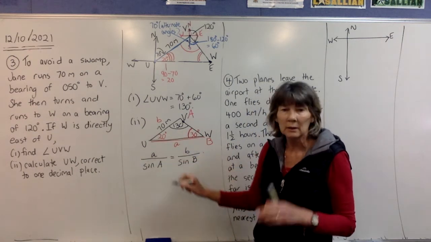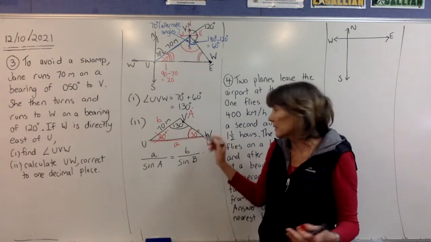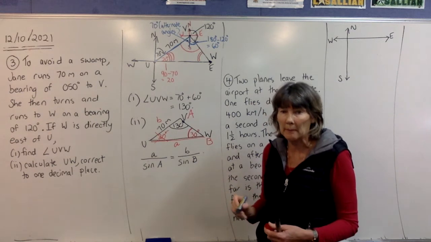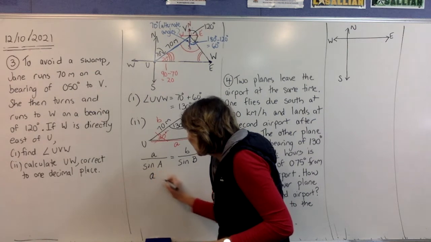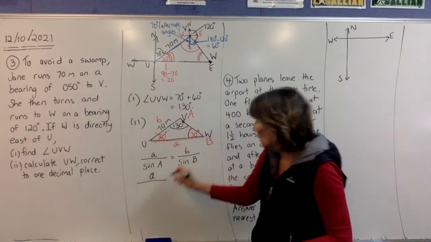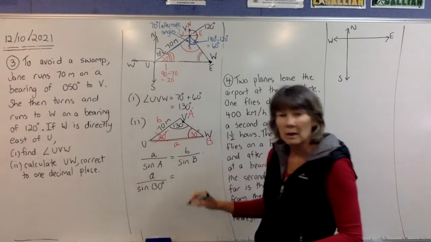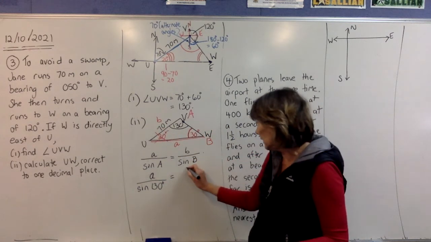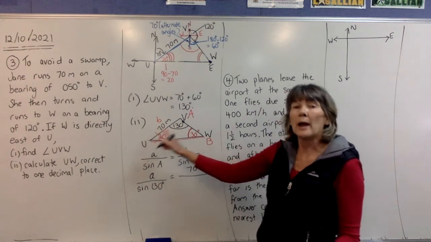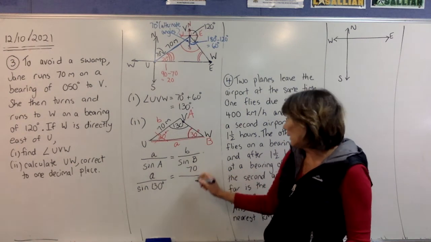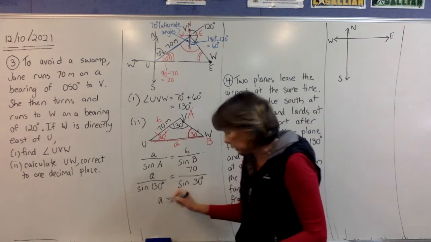This angle here, we don't need it. I'm going to cross it out. It was there to help us get this, but that's the one we're using. Okay, so let's start subbing in now. So we'll call it little a. Little a over sine of the opposite angle, which is 130 degrees, equals the side length that we have, 70. So that's the only side length. We have to use that, and we've got to use the angle opposite that. So it's sine 30 degrees. Okay, we know what to do now.